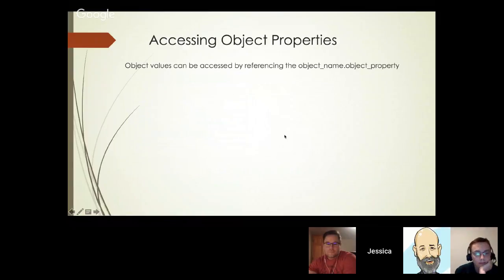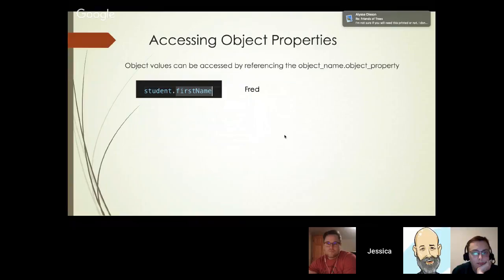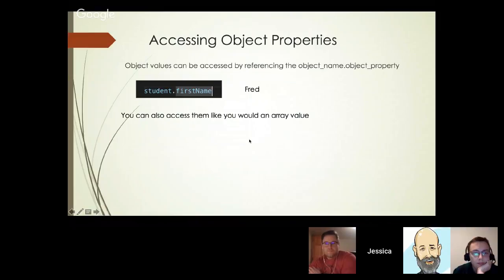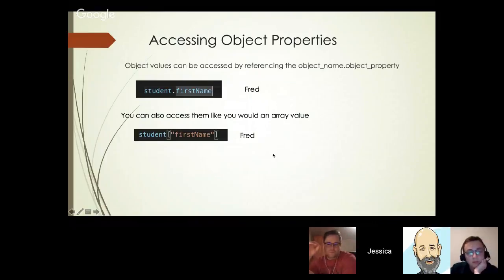To access the properties, you just use the object after it's created. Like the last one was student, and then the first name property. And so you get Fred, because we had Fred Flintstone. You can also access them like an array, but then you have to put the property in quotation marks like this, and you would also get Fred for the first name.